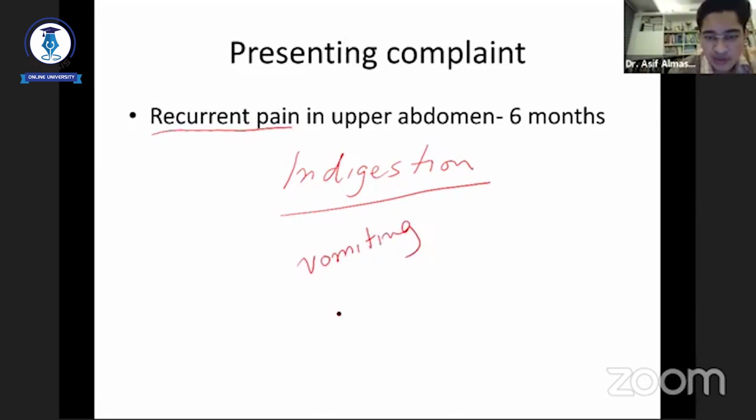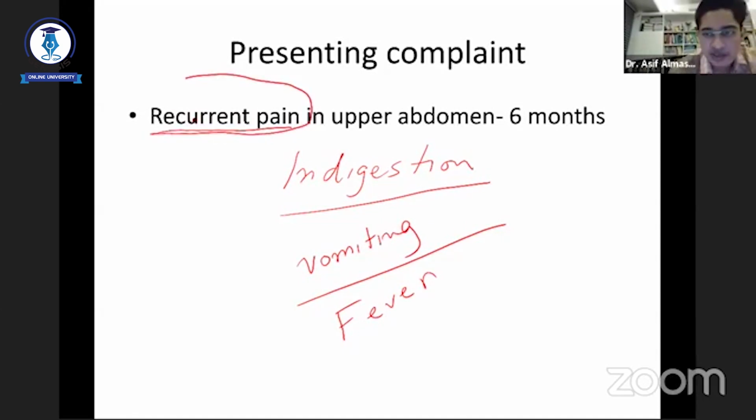or maybe fever as well. But the commonest complaint is the recurrent pain in the upper abdomen. That is the commonest complaint. You can also add right upper abdomen if the patient is very specific about where the problem is. You can say right upper abdomen. Most of the patients are not very specific and say it's in the upper abdomen. Okay.